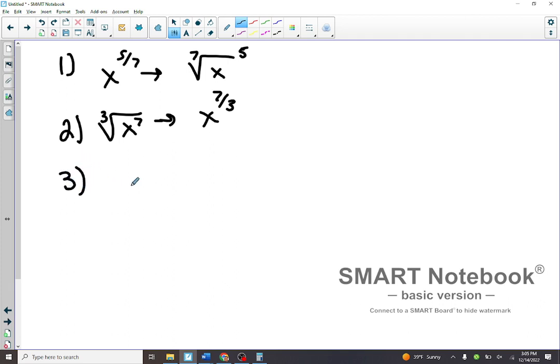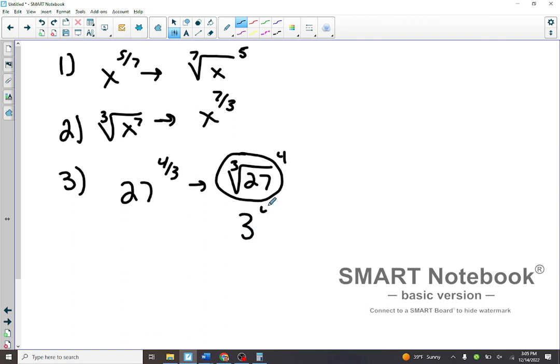Question 3, evaluate. I'm going to give you a question, and you're going to evaluate. You guys are very savvy with calculators, so you can use your calculator. If not, I'm going to show you by hand, but I could also show you on the calculator. Let's say you had 27 to the 4 over 3. I would rewrite that as the third root of 27 to the 4th power. I ask myself, what times itself 3 times gives me 27? Well, 3 times 3 times 3 does. So this is the same as 3 to the 4th power: 3 times 3 times 3 times 3, 81.